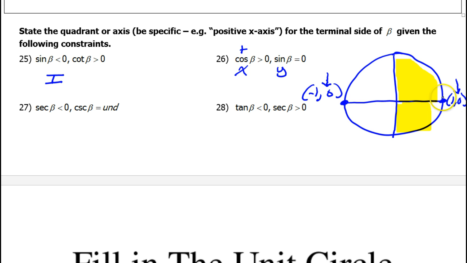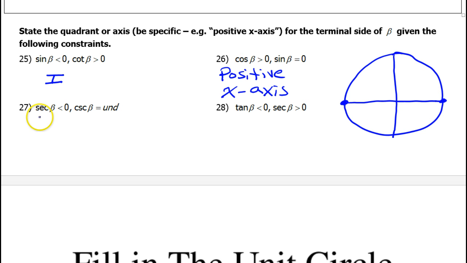So of course, between these 2 points, the one on the right is where the cosine is also positive. So that's it. So the terminal side must be on the positive x-axis.